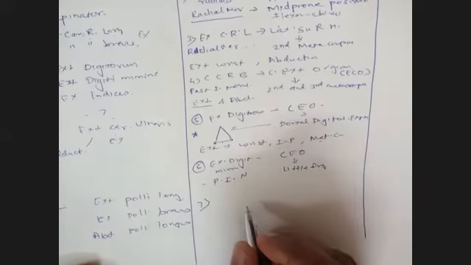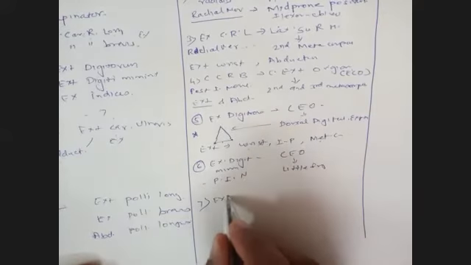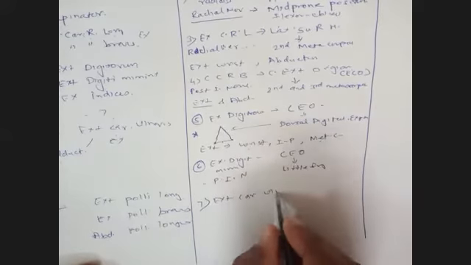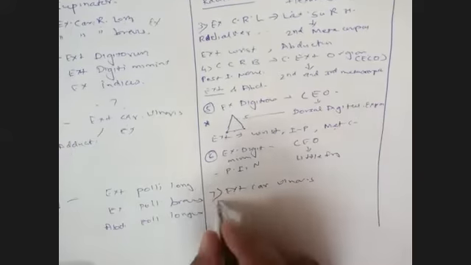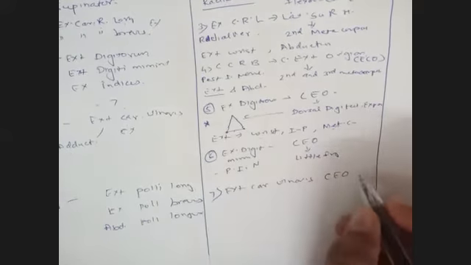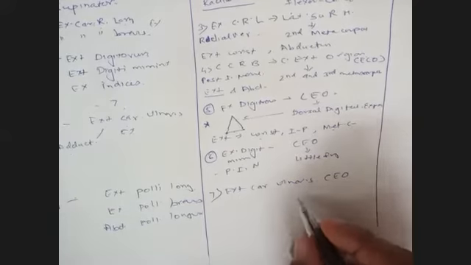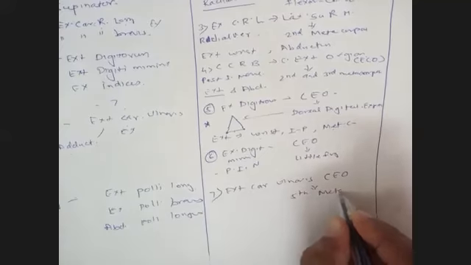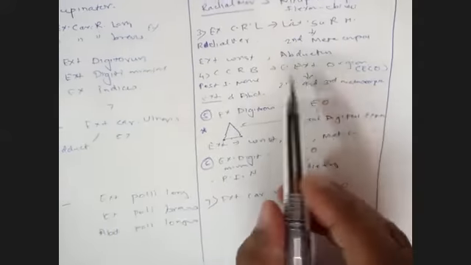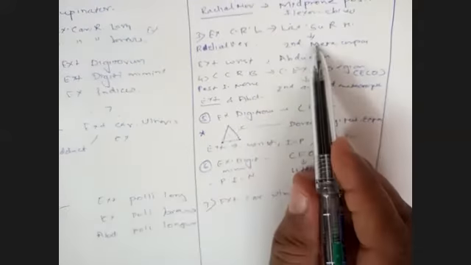The seventh muscle is extensor carpi ulnaris. This extensor carpi ulnaris origin is the CEO, also slightly from the ulna, and it gets inserted on the base of the fifth metacarpal. So extensor carpi radialis longus is on the second metacarpal.